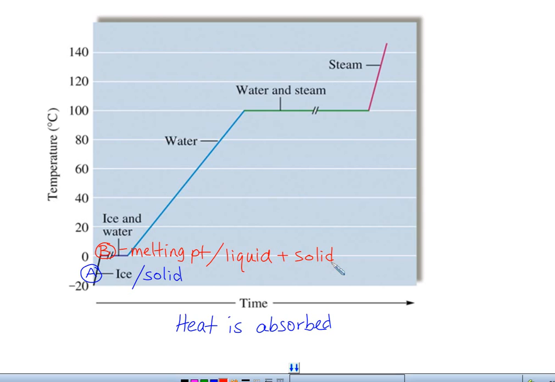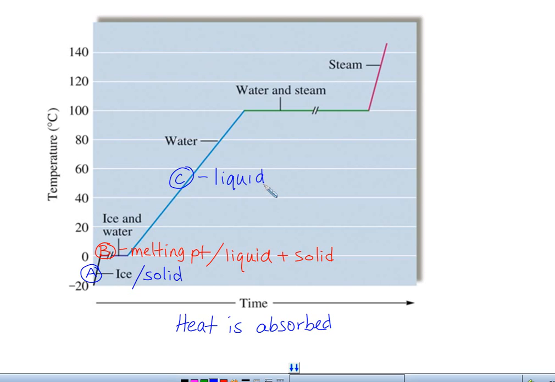Once the entire sample has melted, now we're going to call this section C of the graph. And this should represent all temperatures where the substance is liquid. So the temperature is stuck at zero during the melting phase change, but then once we've completely changed the phase, if I continue to add heat, the temperature should go up. So anywhere between 0 and 100, the water is a liquid.